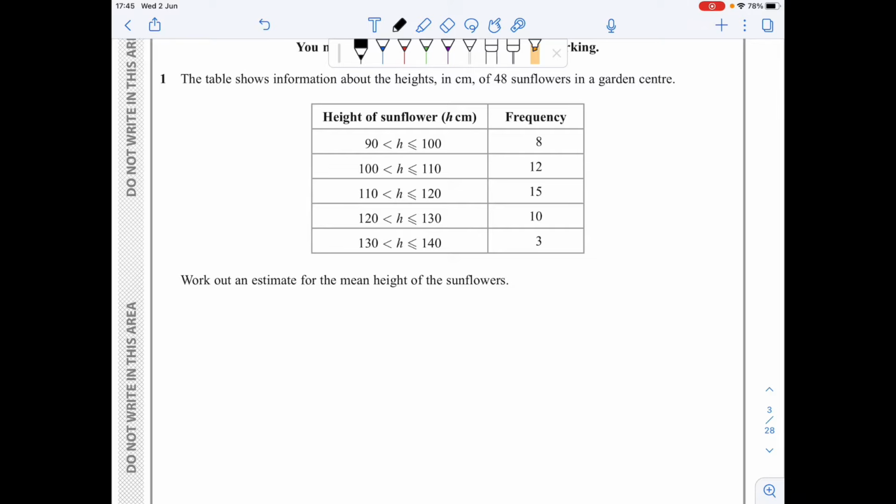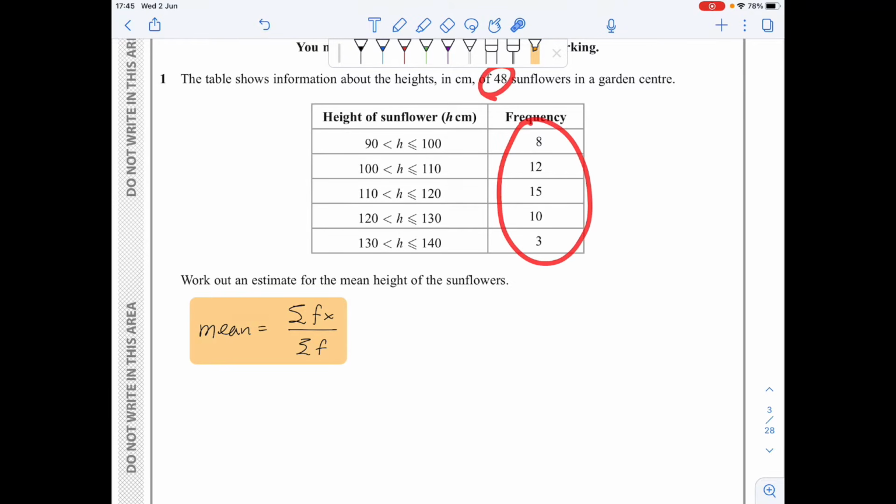In question 1, to find an estimate for the mean height, I will use the following formula. Sigma fx is the sum of f times x. Sigma f is the sum of f, f being the frequency. So if I add this up, I should get 48, as given by the question.